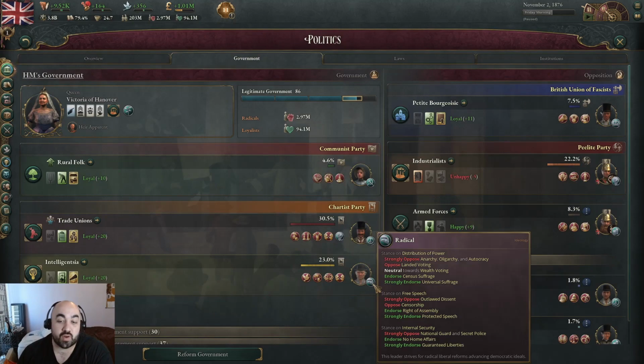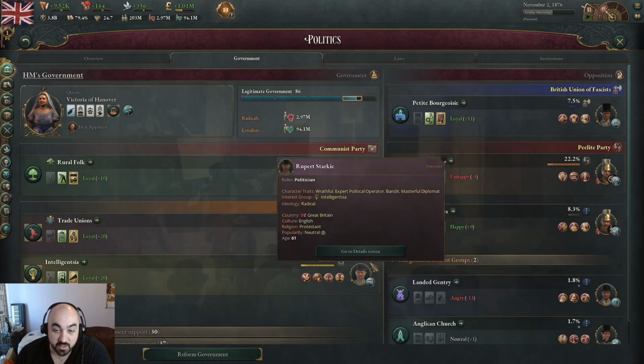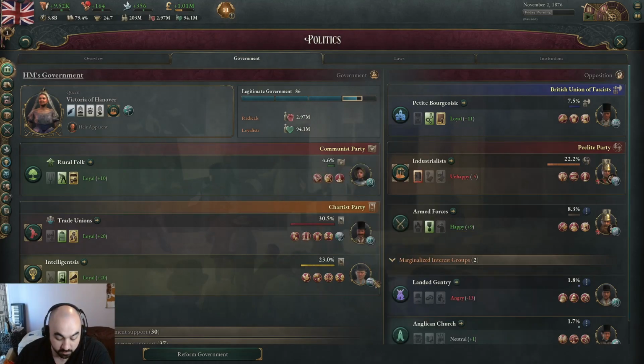So going down the tracks of the radical event chain, the communist event chain, or the fascist event chain will tend to make you a much more legitimate government in the long run once you get through the bumps along the road, let's say. So this is a good way to also get the legitimacy up.